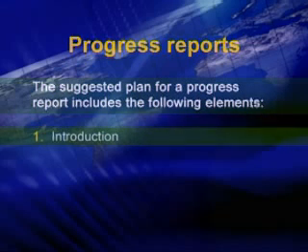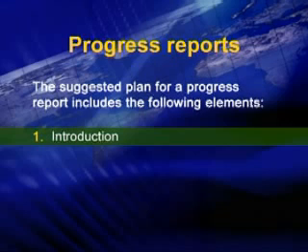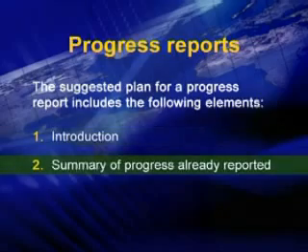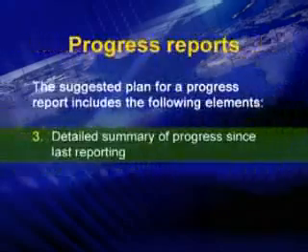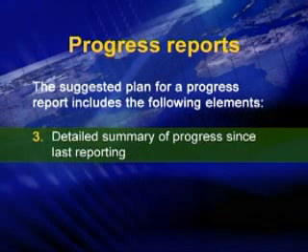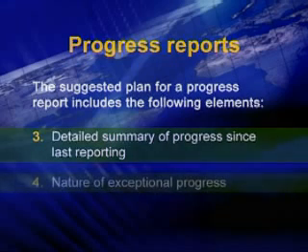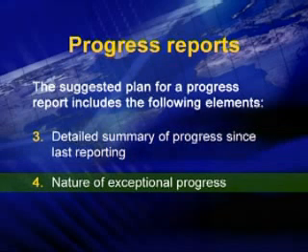पहला पार्ट होगा इंट्रोडक्शन. प्रोग्रेस रिपोर्ट में प्रोजेक्ट के बारे में थोड़ा सा इंट्रोडक्शन आपने मेंशन करना है, and then summary of the progress already reported. इससे पहले आपने क्या रिपोर्ट कर दिया है. Then detailed summary of progress, लास्ट रिपोर्टिंग के बाद क्या प्रोग्रेस हुई, that is what should be put into the third paragraph. And fourth is the nature of exceptional progress, because you are informing कि क्या चीज हमने पहले से ज्यादा तेजी में अचीव कर ली है.